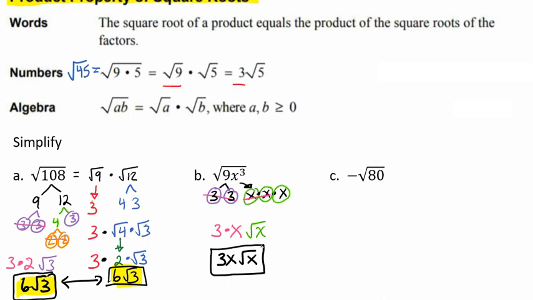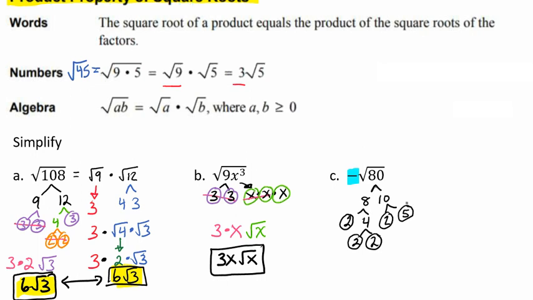Now for letter C, we have negative square root of 80. So we're going to take a moment and just kind of ignore this negative sign for a little bit. And we're going to break down our 80. So I'm going to use 5 and 16. Although you also could have used 8 and 10, and that also would have been fine. So let's use 8 and 10. Then we have 2 and 4, and 2 and 2. And we'll circle our prime numbers. We'll break down our 10 with a 2 and a 5.